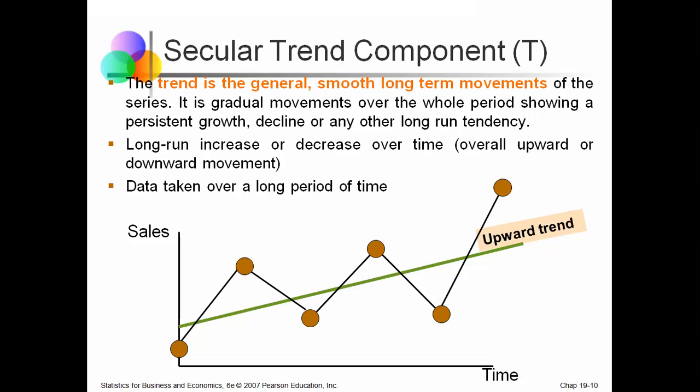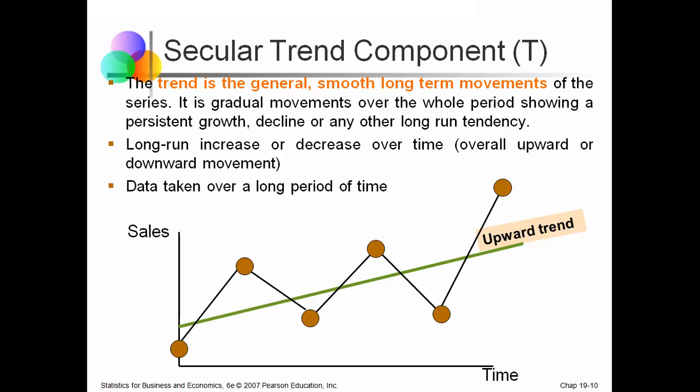Generally, when we have long-term data only, we should plot it to see the secular trend graphically. Whatever data we take should be over a long period of time. Generally with 30, 40 or 50 years, we will easily come to know whether there is a positive trend or negative trend in the trend component or secular trend component.